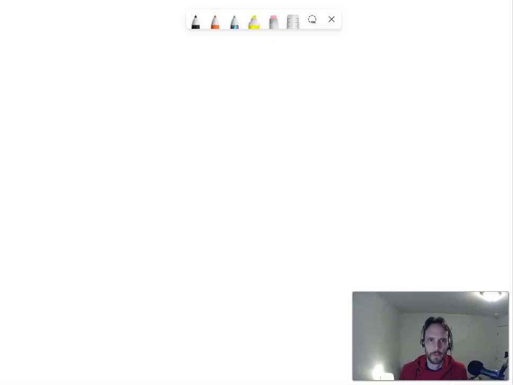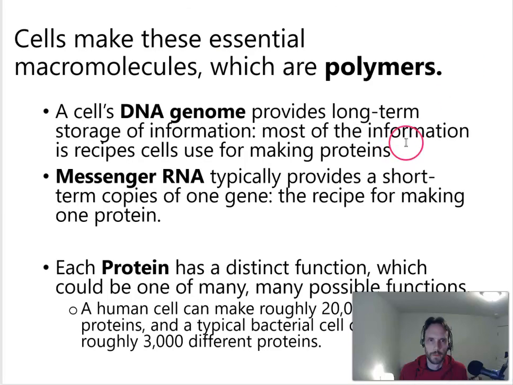So cells have a lot of other ways of modifying enzymes once they make them, but enzymes really are critical to everything about a cell. So there is that. Let's go back to the slides. Okay, here we were. Each protein has a distinct function. An enzyme is one of those functions. A human cell can make something like 20,000 different proteins, many of which are enzymes, and a bacterium can make 1/10 of that usually. Many of them are enzymes.